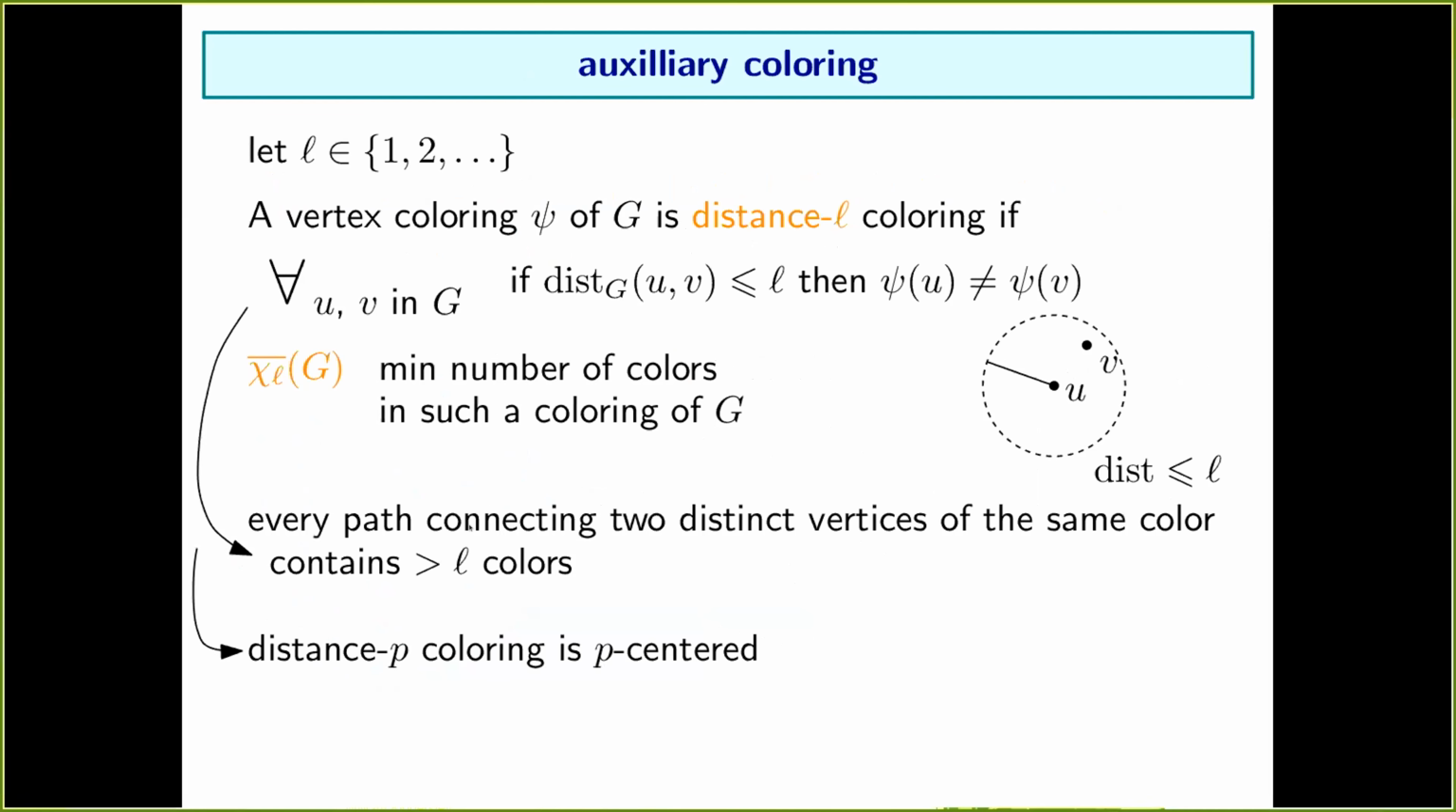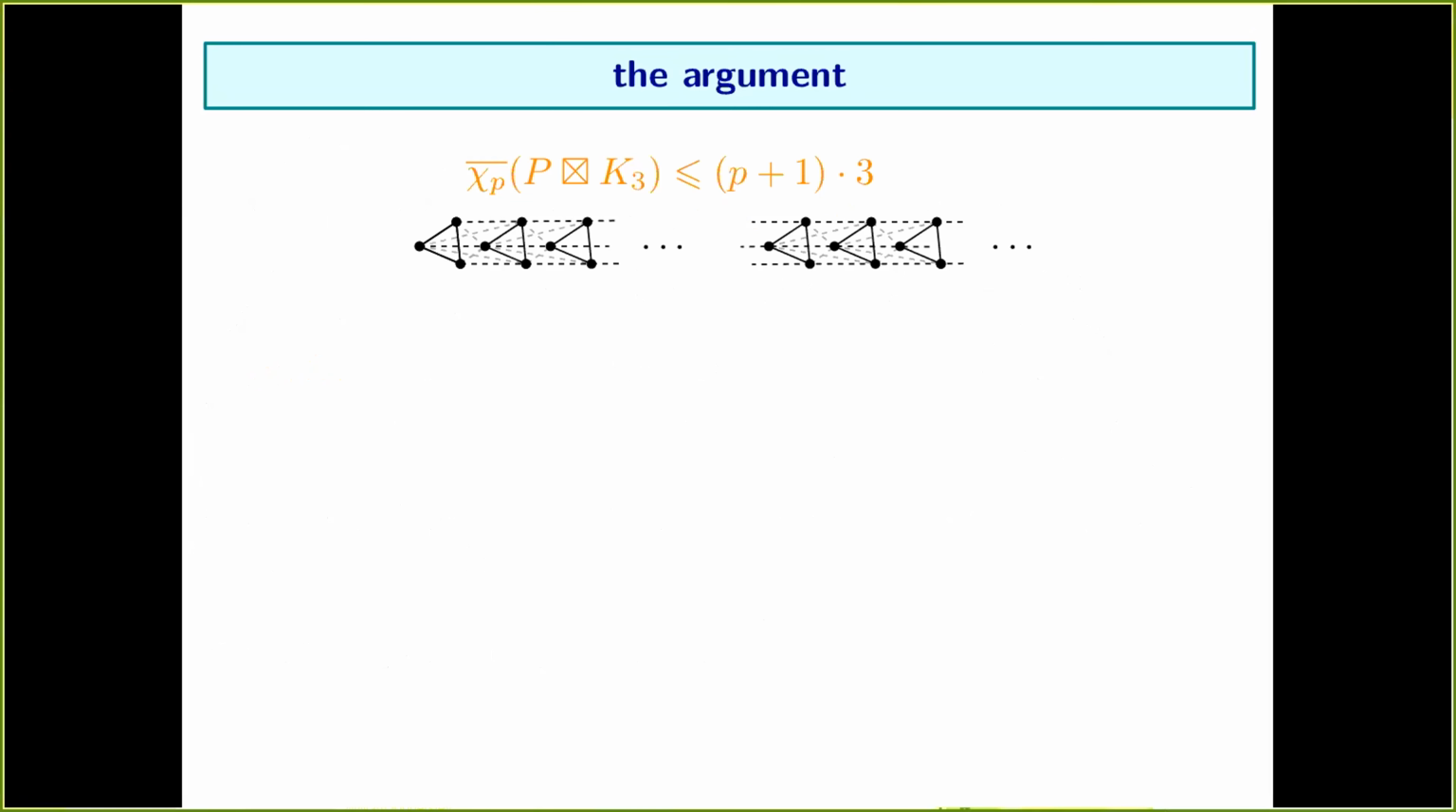From the definition, you can see that under this coloring, if you have a path connecting two distinct vertices of the same color, then this path must contain more than L colors, where L is the parameter that we are playing with. So just from that, we can see that a distance p coloring is actually a p-centered coloring. This is a big strengthening of our initial coloring, but it will become useful when we want to lift the bound through the strong product. We will see this in a moment.